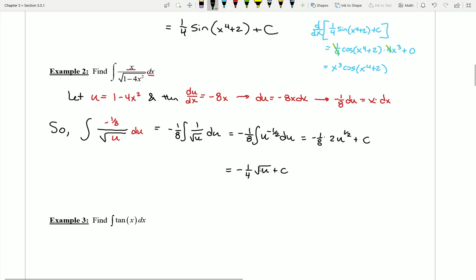And now, I just have to make sure that I substitute everything back in terms of x's. So this would look like negative 1/4 square root, and u was 1 minus 4x squared. Don't forget, plus c. And again, how can I check my answer? I can check my answer by taking a derivative.